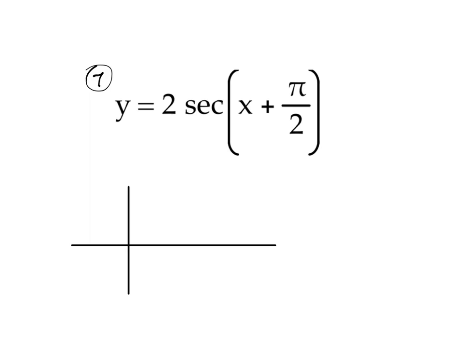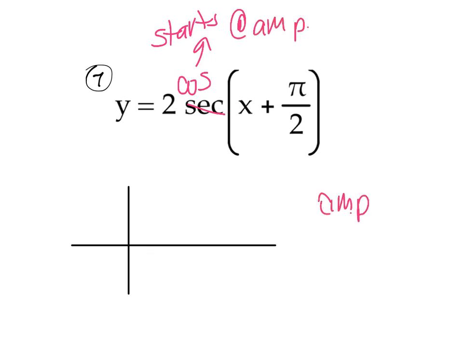I think the ones that are going to give you the hardest trouble are the tangent ones and cotangent. But I see secant. So immediately when I see secant, I think what? Cosine. And I think cosine starts where? And amplitude. Good. So let's answer these questions. What is the amplitude? 2. Is there a reflection? No.